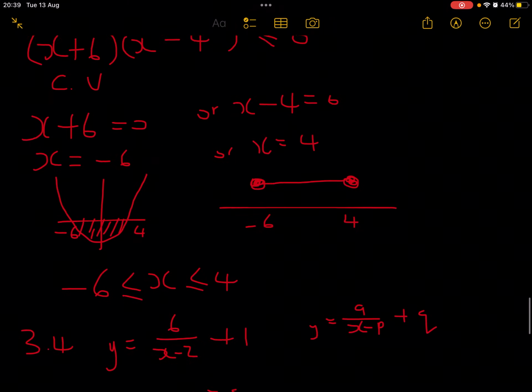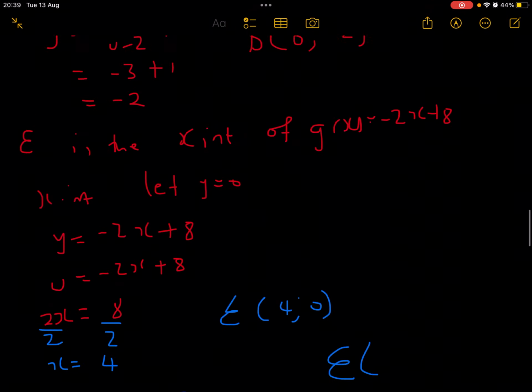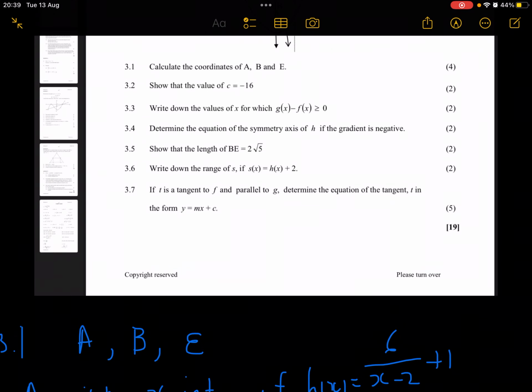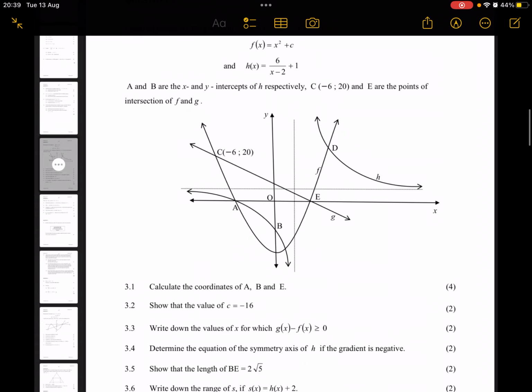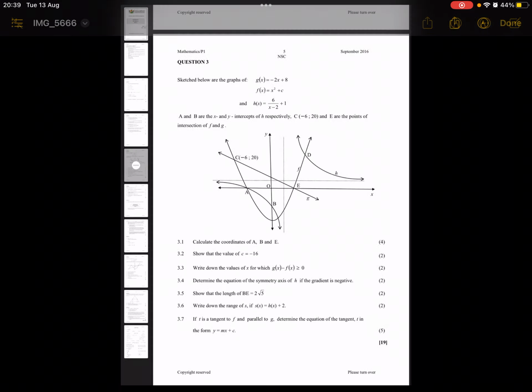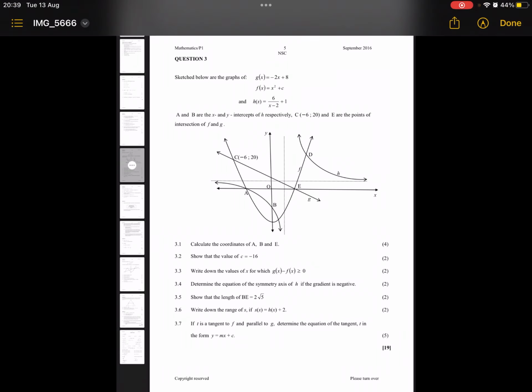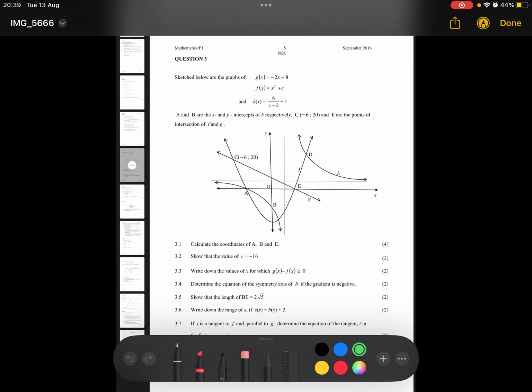Now in 3.5, they're looking for, show that the length of BE. Now the length of BE comes from this to this E, right? So we've already got the coordinates of B and the coordinates of E, so that shouldn't be a problem.